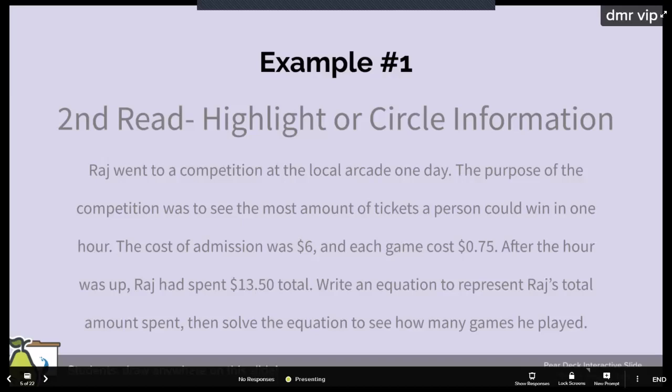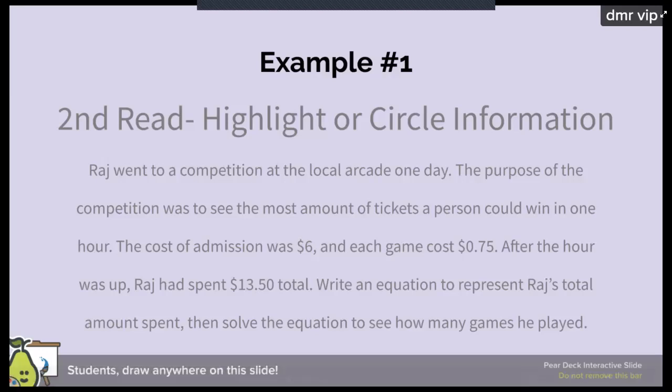All right, our second read. Highlight or circle information. So I'm going to read it again. Raj went to a competition at the local arcade one day. The purpose of the competition was to see the most amount of tickets a person could win in 1 hour. The cost of admission was $6, and each game cost 75 cents. After the hour was up, Raj had spent $13.50 total. Write an equation to represent Raj's total amount spent, then solve the equation to see how many games he played.